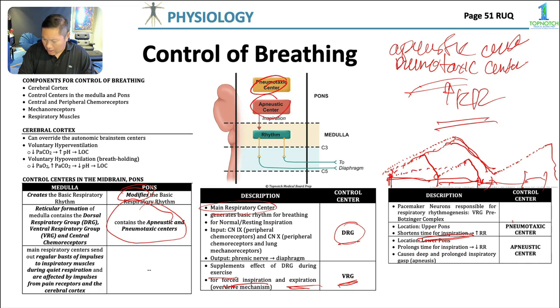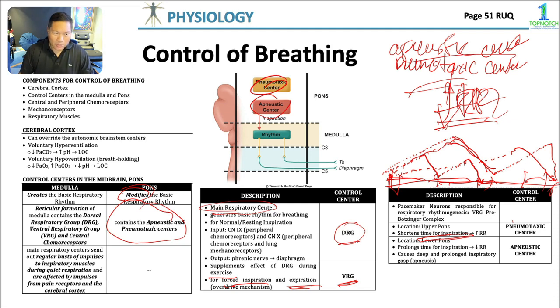Inhale, inhale, inhale, exhale. Inhale, inhale. The duration will be longer, with the apneustic center stimulating the DRG. Fewer cycles are formed per minute, and you will see a decrease in your respiratory rate with your apneustic center.